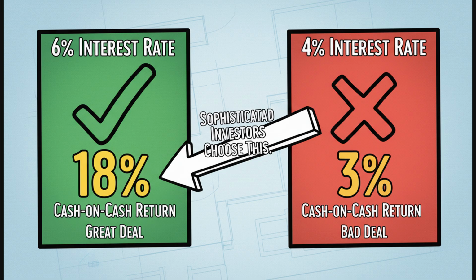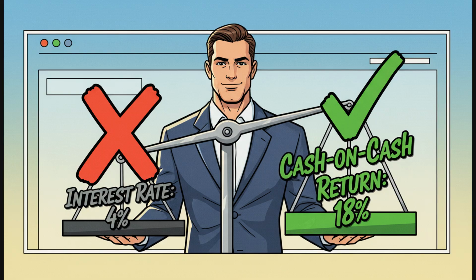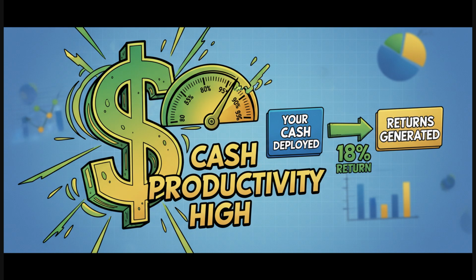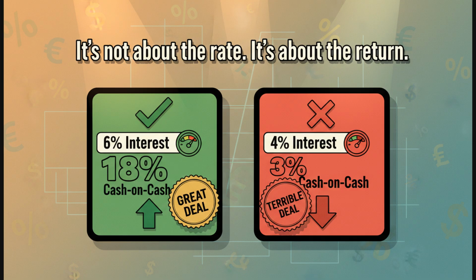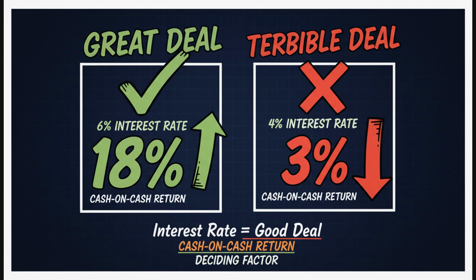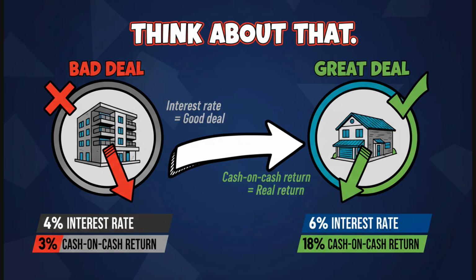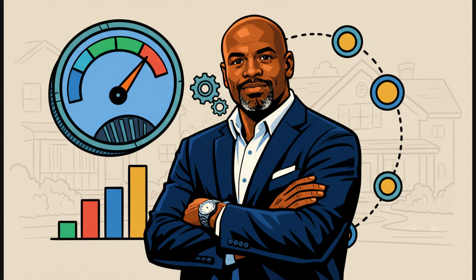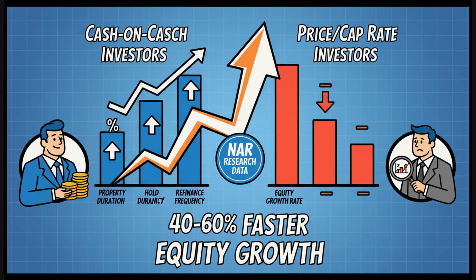This is why investors who understand cash on cash return often prefer financing with higher interest rates on investment properties. They don't care about the interest rate. They care about how hard their cash is working. A 6% loan on an 18% cash on cash return deal is a great deal. A 4% loan on a 3% cash on cash return deal is a terrible deal. Think about that. The National Association of Realtors tracks investor purchasing patterns every year. Their data consistently shows that investors who analyze deals using cash on cash return as a primary screening metric hold properties longer, refinance more frequently, and build equity faster than investors who focus solely on purchase price or cap rate.